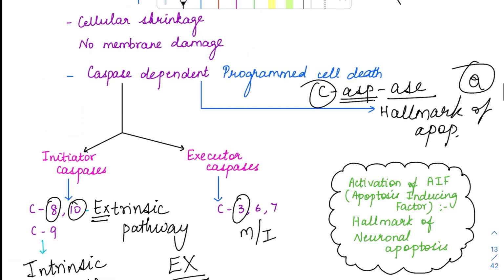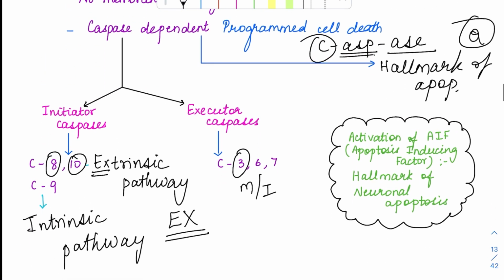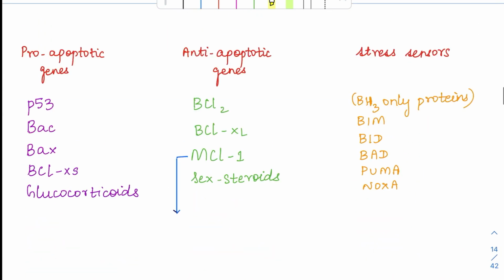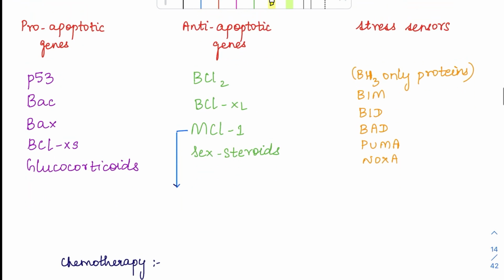So in apoptosis, I mentioned caspase activation is the hallmark, while in neuronal apoptosis, in the brain, we don't have caspase. So the hallmark of neuronal apoptosis is going to be activation of a substance called apoptosis inducing factor. Apoptosis inducing factor is going to be activated in neuronal apoptosis. I mentioned apoptosis is a programmed cell death, meaning there are certain genes which are going to regulate it. So let us see about the genes which regulate this apoptosis.